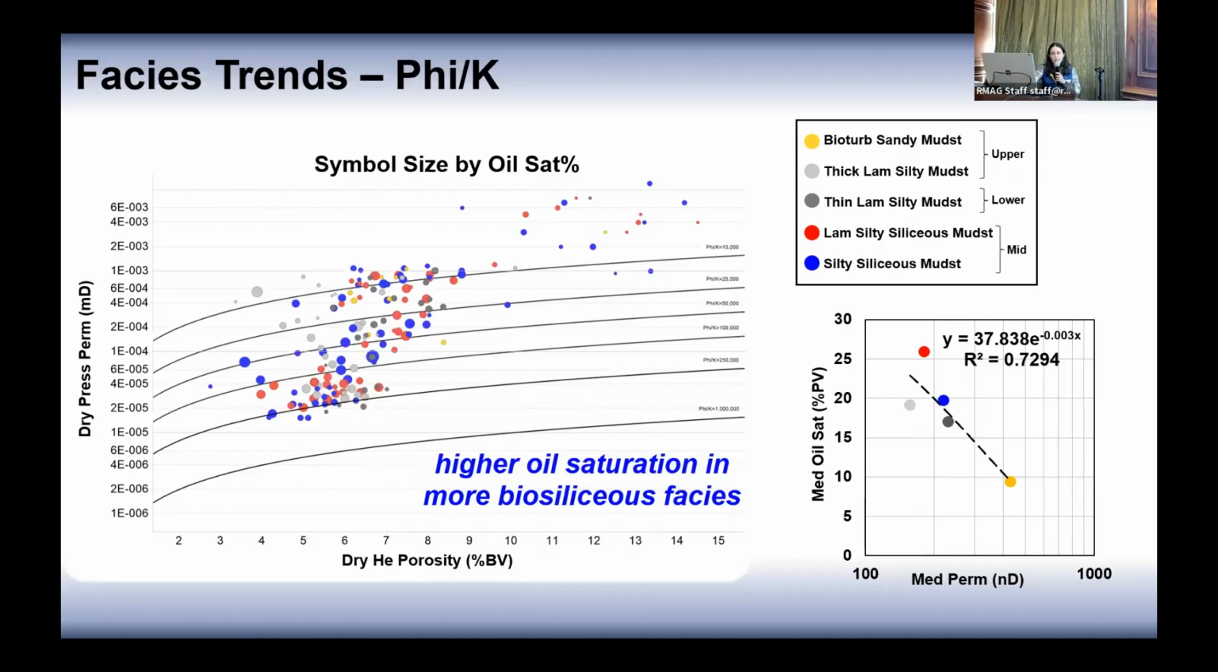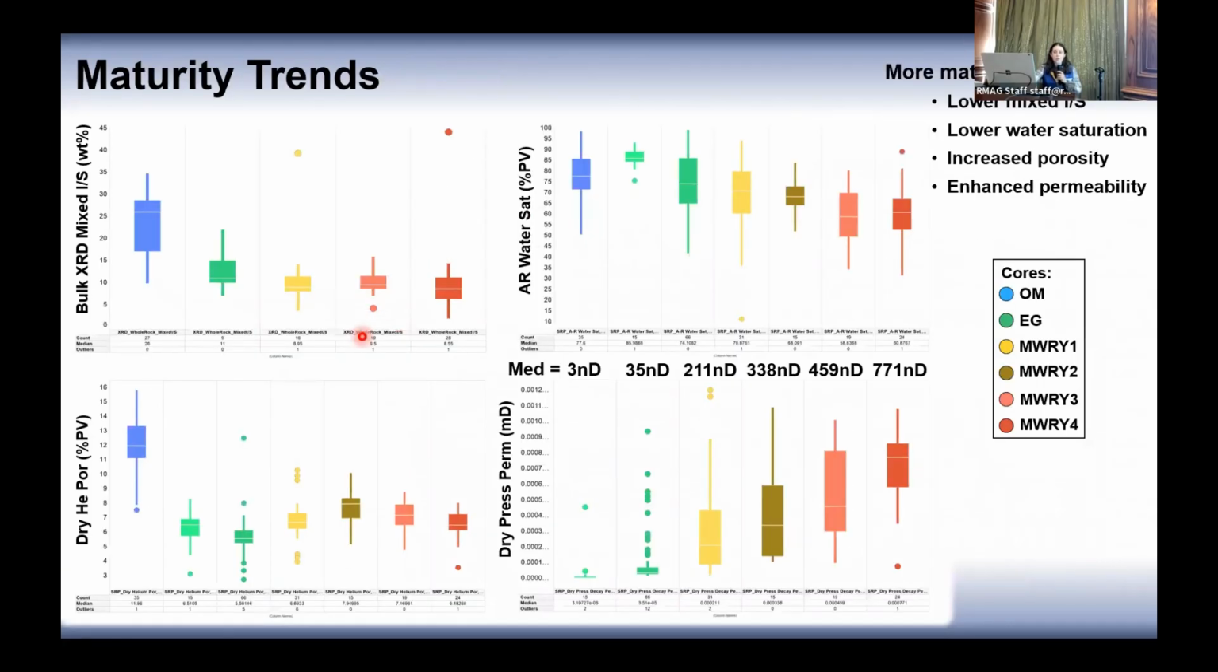But more informatively, you can start to look at these samples divided a different way, in terms of their thermal maturity. Here I'm representing them by core. You have the least mature core here in the blue, and then increasing thermal maturity as you move to the right. Here you have bulk mixed illite smectite, water saturation, porosity, and also permeability. These trends, I think, are much more interesting than looking at it by rock type.